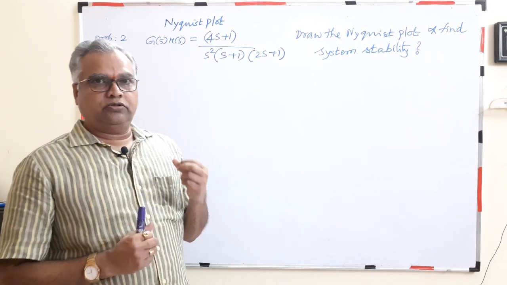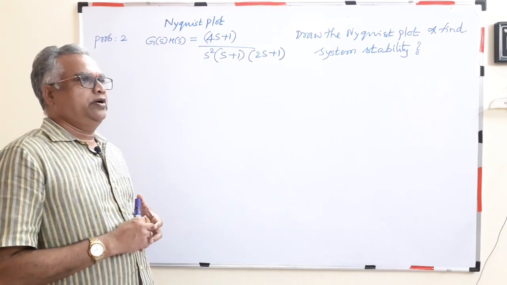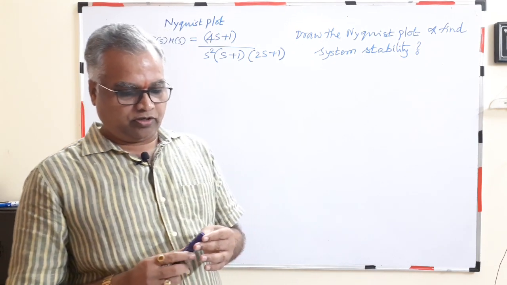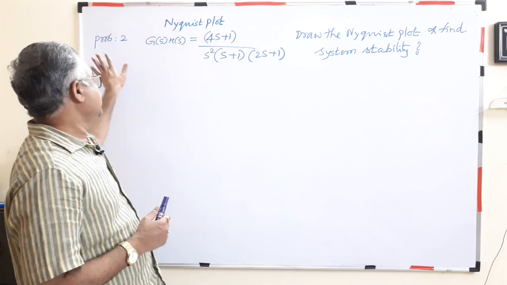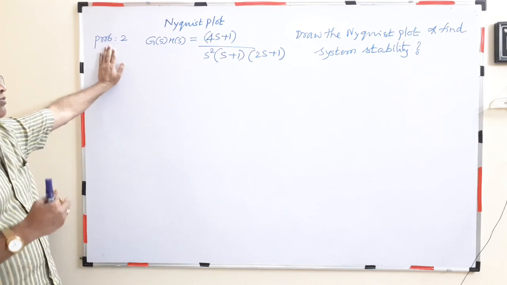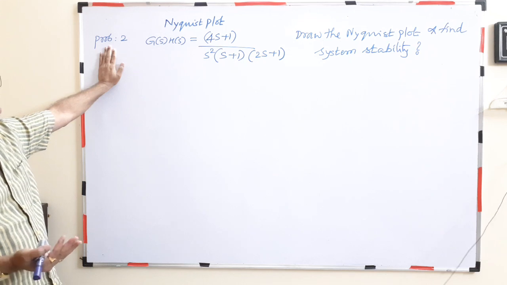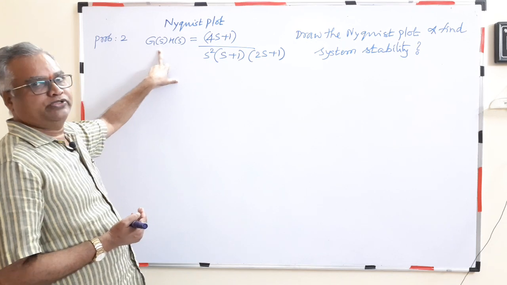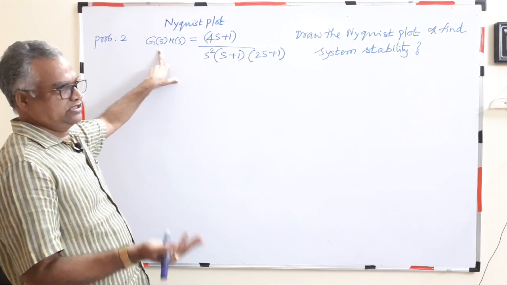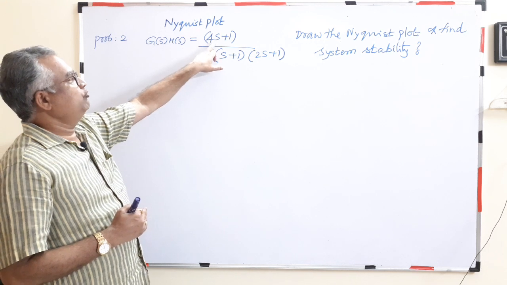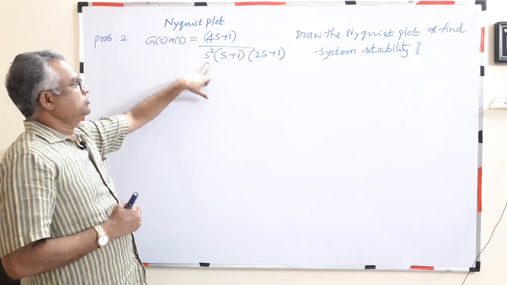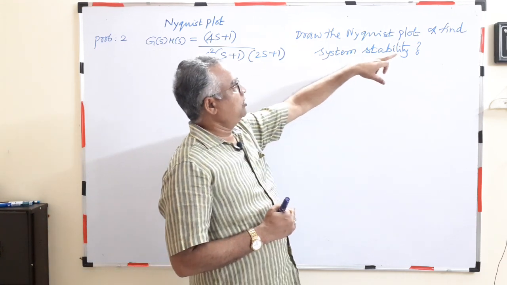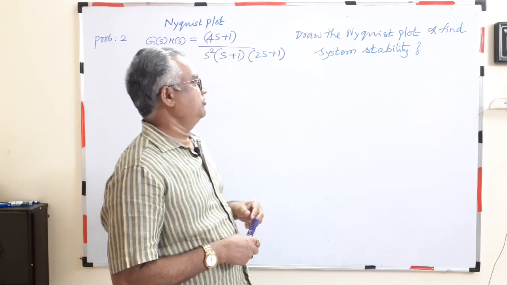Okay, so last class topic is Nyquist principle of argument followed by one model problem solved. Now let us solve today problem number 2. Problem means another model. G(s)H(s) is the open loop system, open loop gain, given by (4s + 1) / (s^2 (s + 1)(2s + 1)). Draw the Nyquist plot and find system stability.